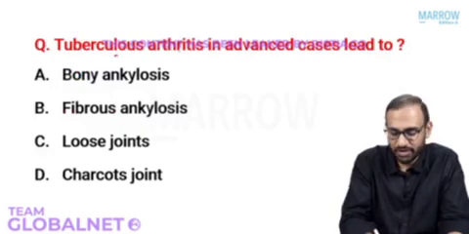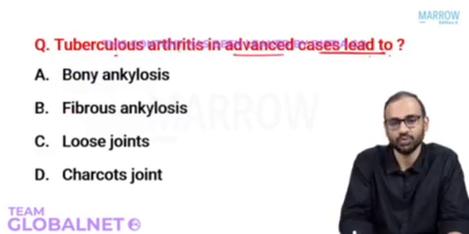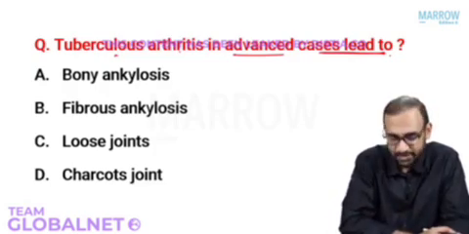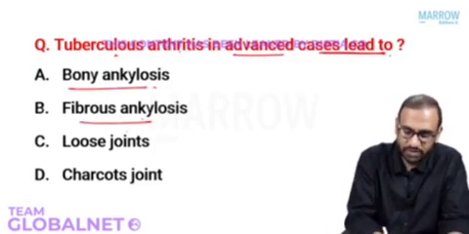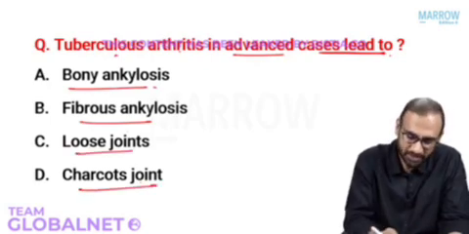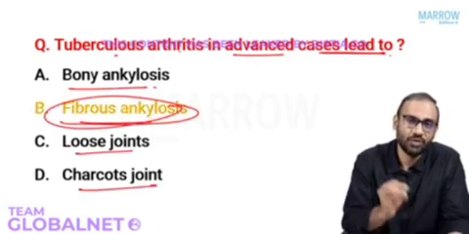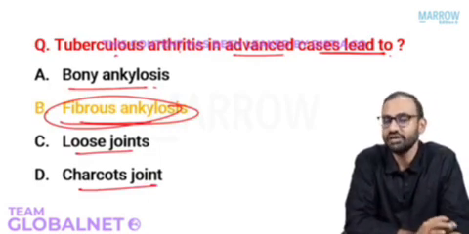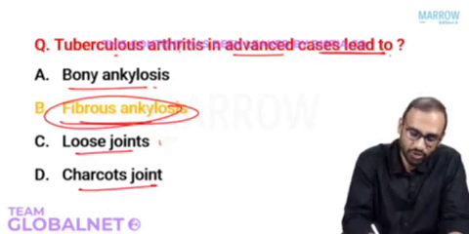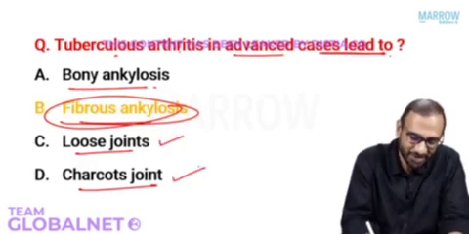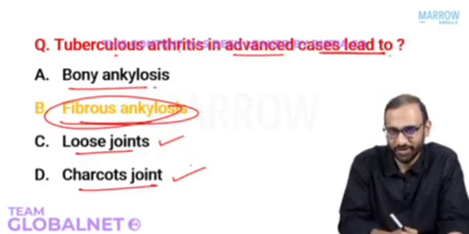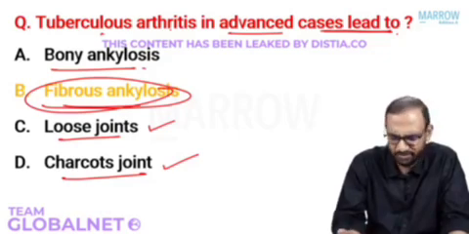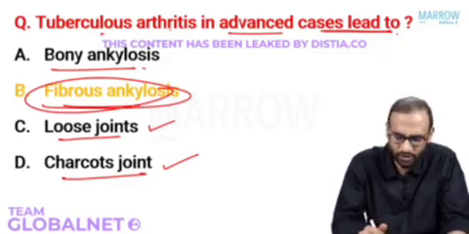Very good. Tuberculous arthritis in advanced cases leads to what end outcome or end product? Fibrous ankylosis, bony ankylosis, loose joints, or Charcot's joint. The correct answer here is fibrous ankylosis. Only in spine tuberculosis will it end up with bony ankylosis. Otherwise, everywhere else it will end up with fibrous ankylosis. Please remember that. Loose joints, I don't know what he's talking about. Charcot joint is a neuropathic joint seen in syphilis, and apart from syphilis, there are many other conditions like diabetes and syringomyelia which will also give you Charcot joint.